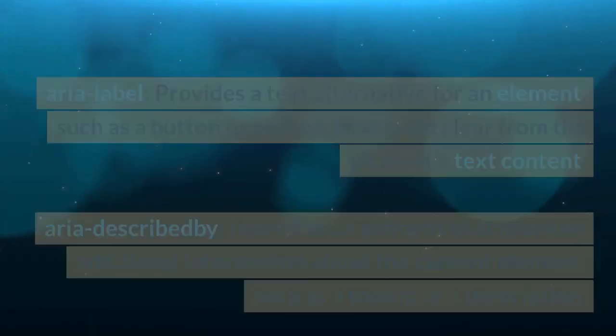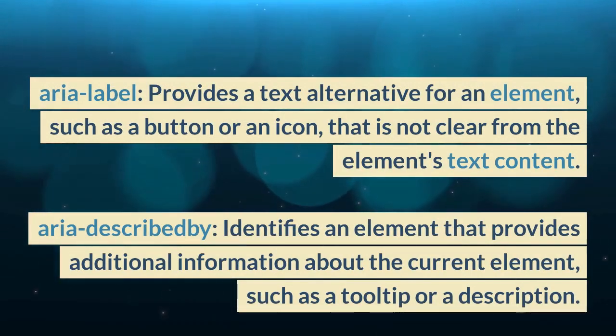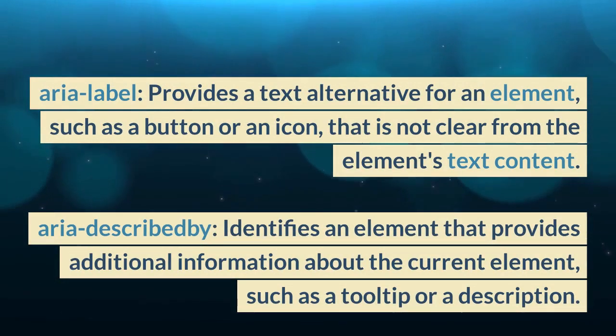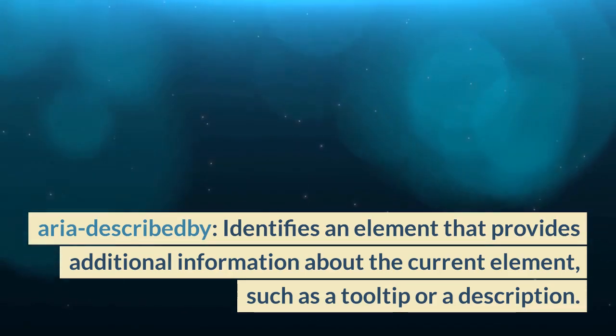ARIA properties. Aria-label provides a text alternative for an element, such as a button or an icon, that is not clear from the element's text content. Aria-describedby identifies an element that provides additional information about the current element, such as a tooltip or a description.